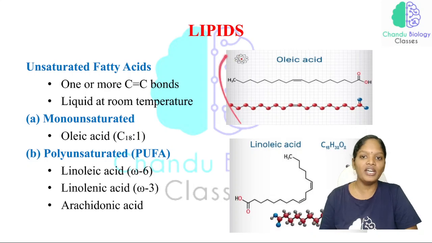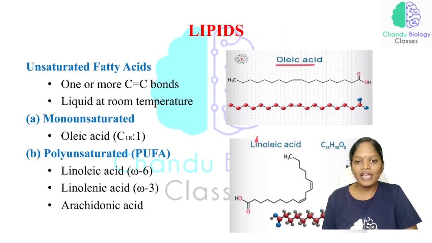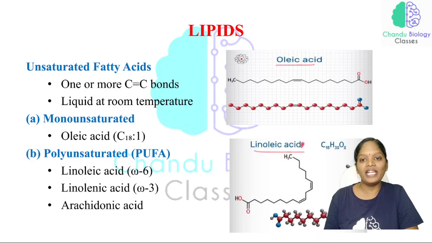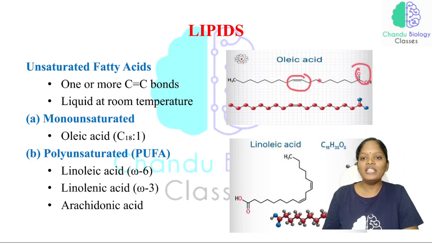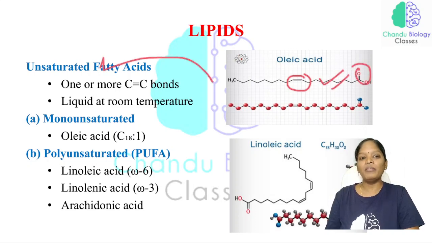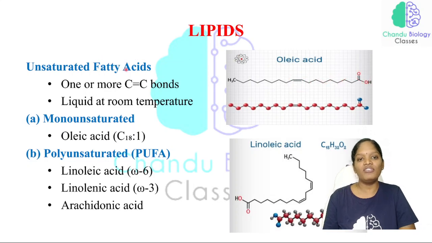Now coming to the unsaturated fatty acids, just look at the picture. We have oleic acid, linoleic acid and linolenic acid. Look at the structure of this oleic acid. We have a double bond here and a double bond here. So these acids come under the unsaturated fatty acids.